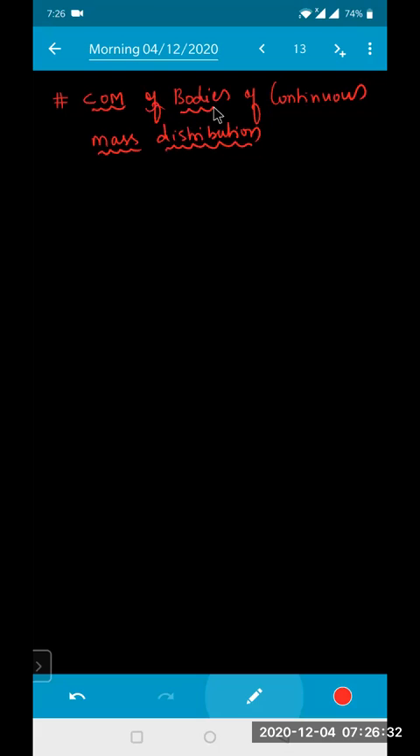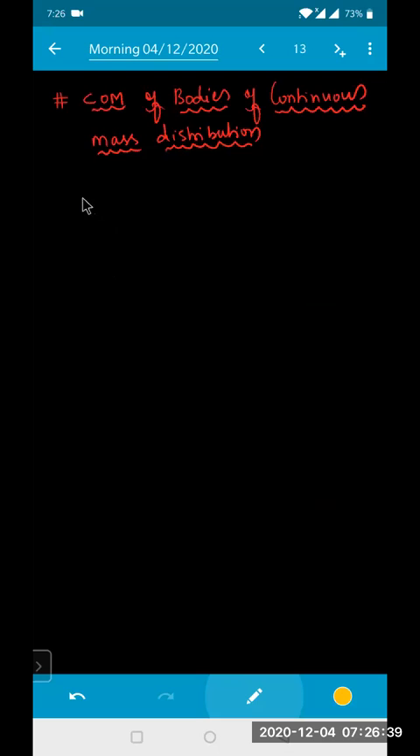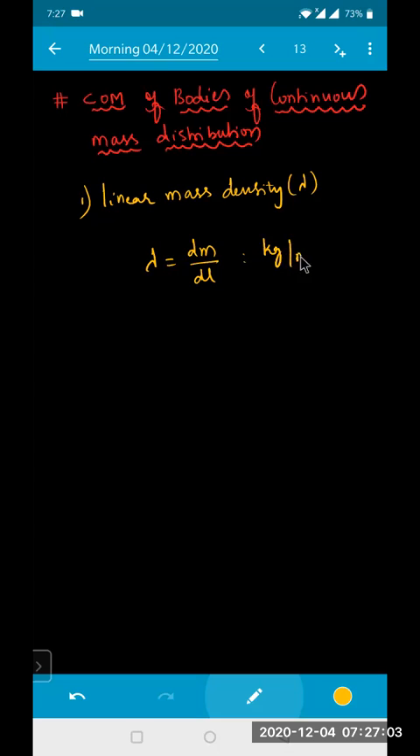Center of mass of the bodies of your continuous mass distribution. First one, I told you this one already. First one is linear mass density, represented by lambda. So lambda is equal to dm by dl. Unit for this one is kg per meter.